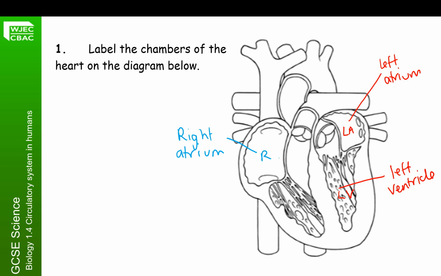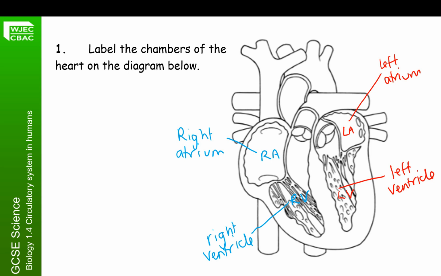So we would label that RA. We can see the valve here, the tricuspid valve and the tendons, and this would be down here in this space, the right ventricle. So check you've got those labels added to your diagram. Turn over the page to page 5.